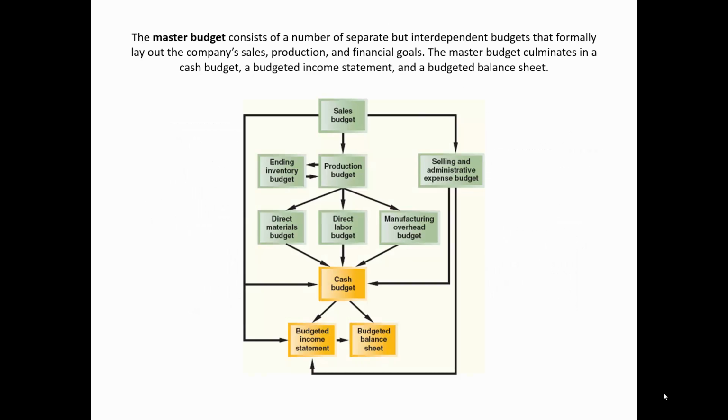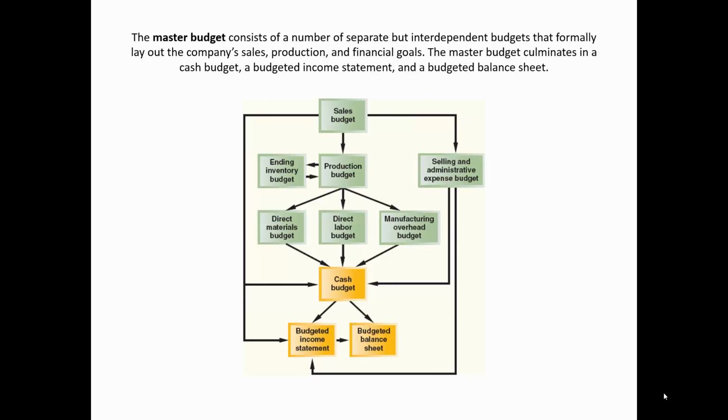Now, let's go through the steps of what it will take to prepare a master budget. The master budget consists of a number of separate but interdependent budgets that formally lay out a company's sales, production, and financial goals. The master budget culminates in a cash budget, a budgeted income statement, and a budgeted balance sheet.